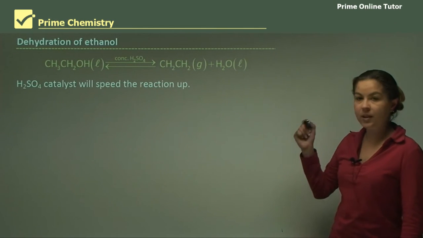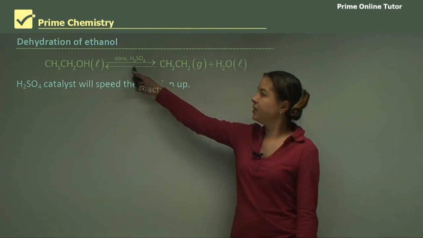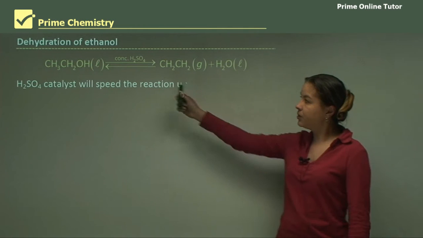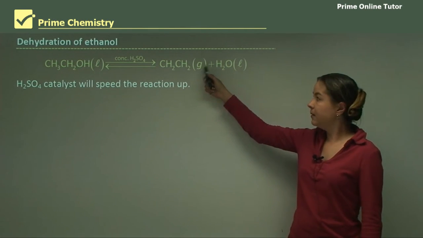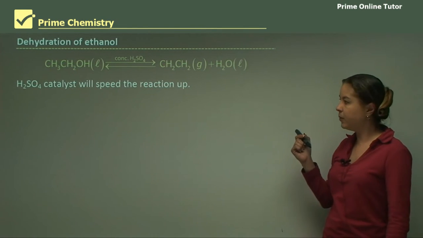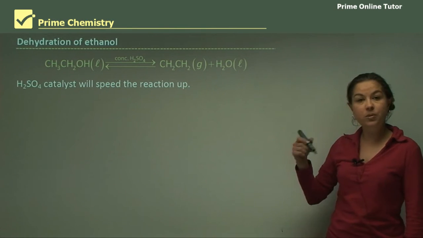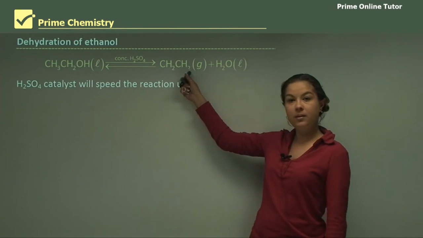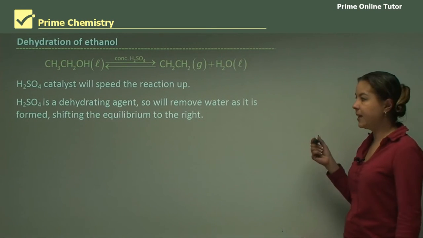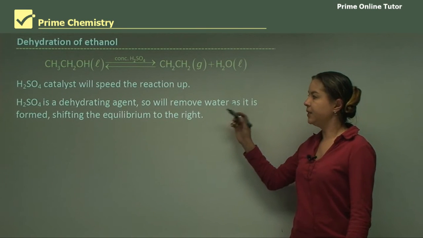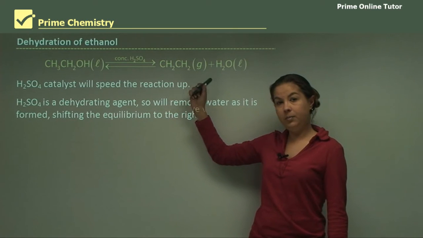So here's the reaction for the dehydration of ethanol. So we start with liquid ethanol, and in the reaction, if we want to go forward, we use concentrated sulfuric acid, H2SO4, and what we get is ethene gas and water as a liquid. So H2SO4 is a catalyst. Acting as a catalyst will speed the reaction up so that we get the product ethene. H2SO4 or sulfuric acid is also a dehydrating agent. So it will remove water as it's formed, shifting the equilibrium to the right.